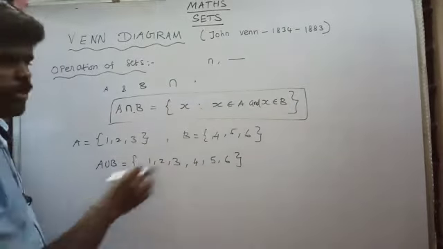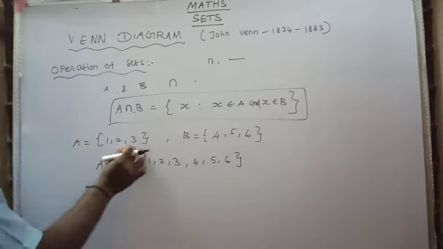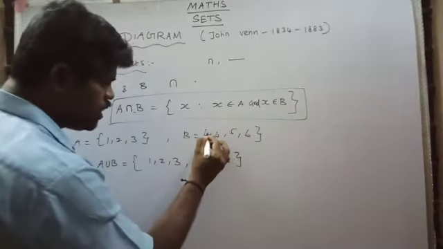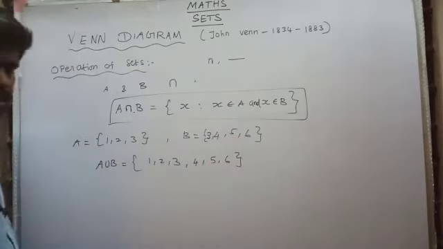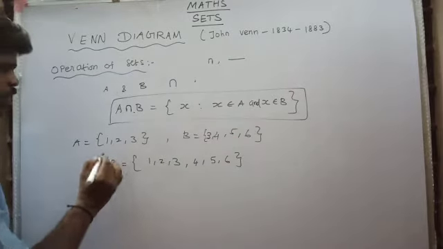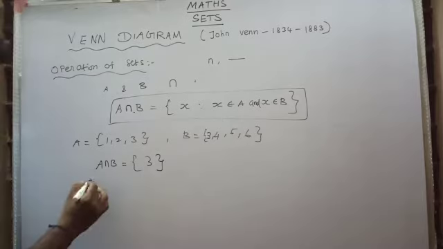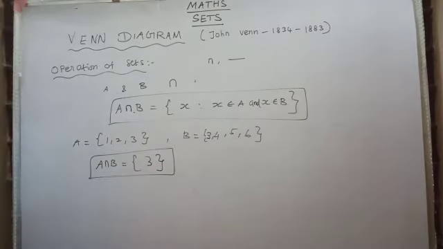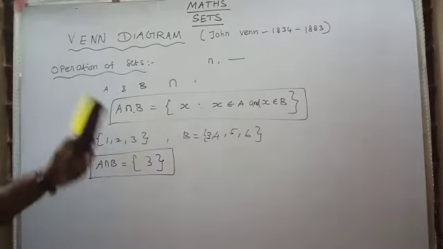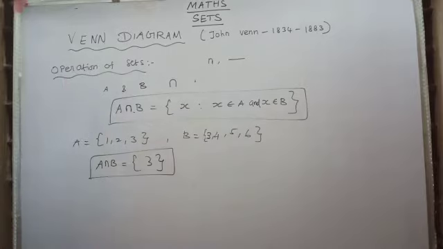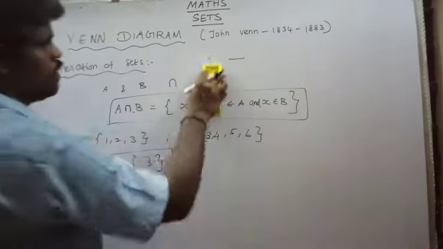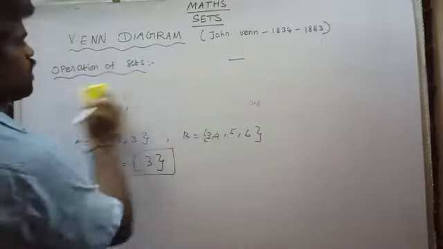So in this example, A equals 1, 2, 3 and B equals 3, 4, 5, 6. A intersection B is equal to, here 1, 2, 3 and here 3, 4, 5, 6. Both sets have the common element 3. That's why we can write 3 here. This is known as A intersection B. This is the example of intersection. Okay, and we want to know the difference.